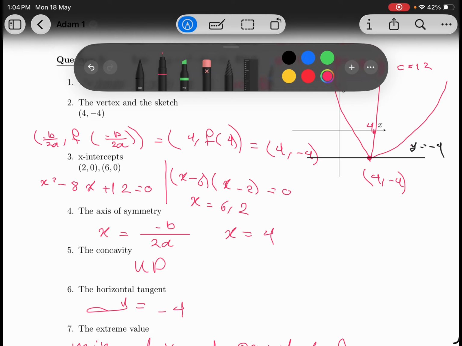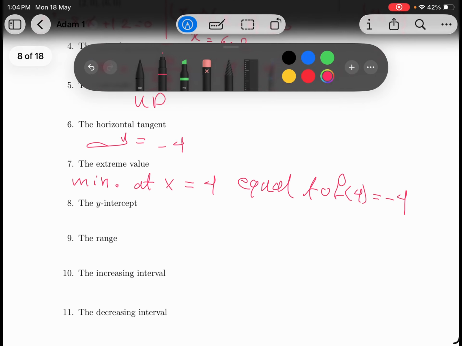It's like that. So what is the minimum value? If the question is, what is the minimum value? The minimum value is minus 4. It occurs at x equals 4. Okay, hopefully this is clear. And here, guys, the y-intercept is unique, (0, c). What is the value of c? 12, I think so. (0, 12) is the point where this graph passes through the y-axis.